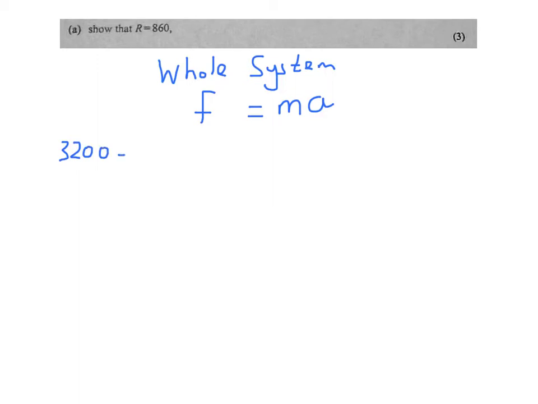We will look at the whole system and apply F equals ma. All forces to the right will be positive, all forces to the left will be negative. We have 3200, minus 800, minus T, plus T, minus R will equal the combined masses, 1750, times the acceleration, which is 0.88.